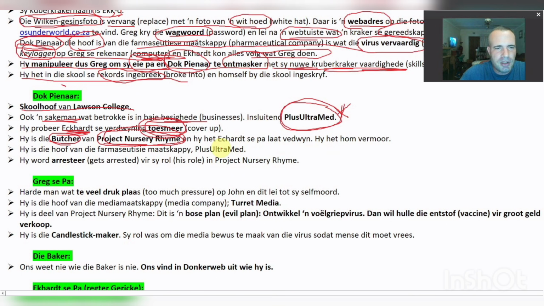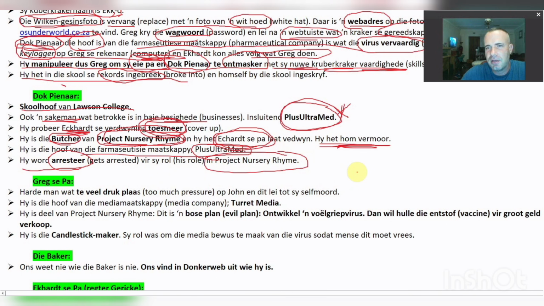Okay, and he's the one that made Eckhart's dad disappear. The judge. He let him get murdered. There's lots more details coming out about this in Donker Web. Okay, so he's the head of the pharmaceutical company, Plus Ultra Med. Hy word arresteer. He gets arrested because Greg uncovered him, the school principal, and handed it over to the police. And because of this role in Project Nursery Rhyme, the whole Project Nursery Rhyme gets uncovered, and Dokpinar and Greg's dad goes to jail.